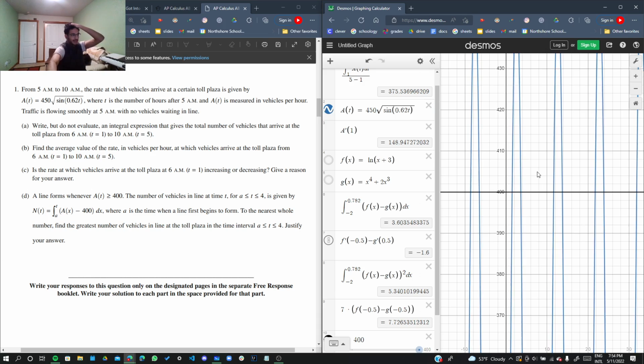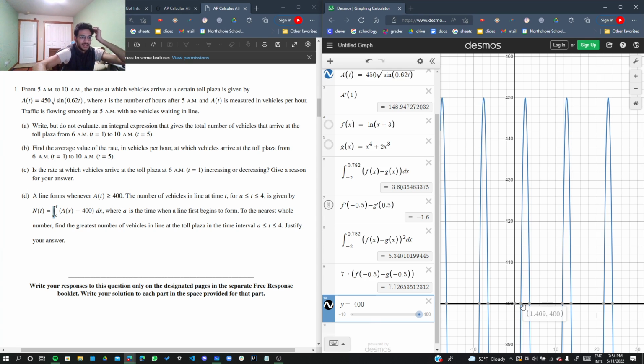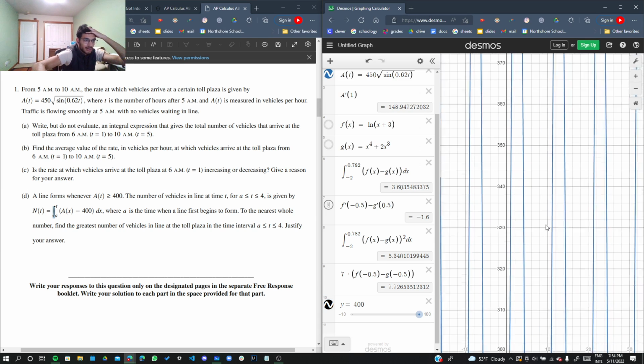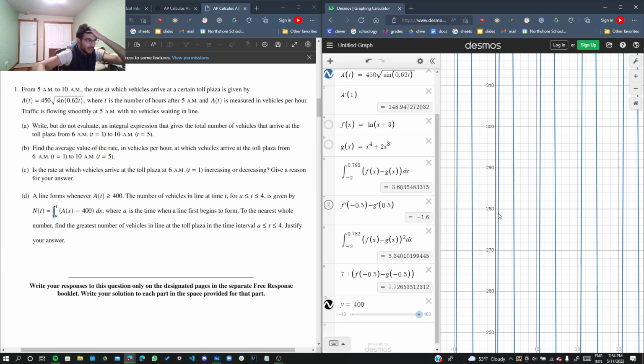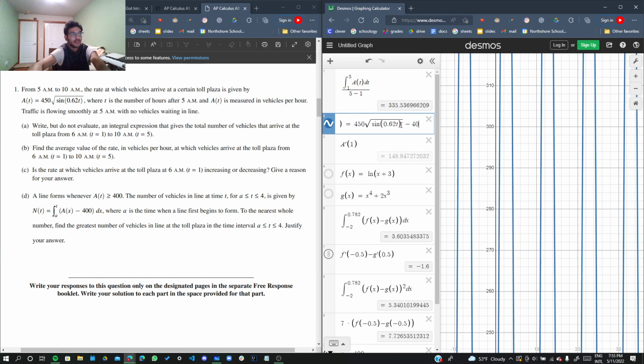Okay, what we're trying to do, I think, is just find the maximum area under this. We're trying to maximize N of t, number of vehicles, find the greatest number of vehicles. So we maximize this, we need the most positive area. So we go from 1.469 to 3.598. And once you go to 4, now you're getting negative area. So we want the greatest area under this. So honestly, you can just subtract, so it's A of t minus 400, right?